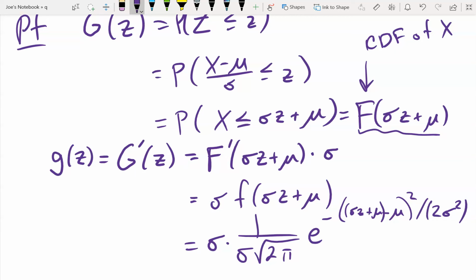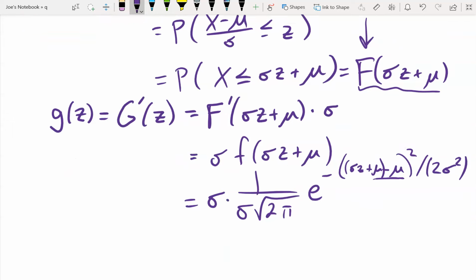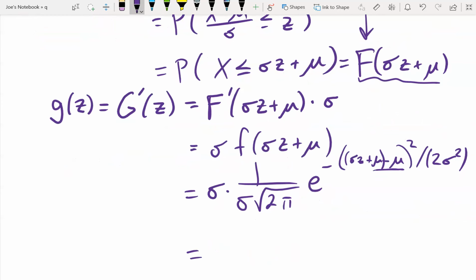All right, so let's look at that exponent. What's going to happen in the exponent? The mu goes away, right? Those cancel each other out. Then what happens? We get sigma squared Z squared. The sigmas will cancel out, right? And then out in front, we also have the sigmas cancel out here too, don't they? Would you look at that? We get down to 1 over square root of 2 pi e to the minus Z squared over 2.